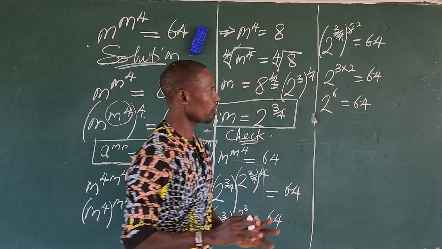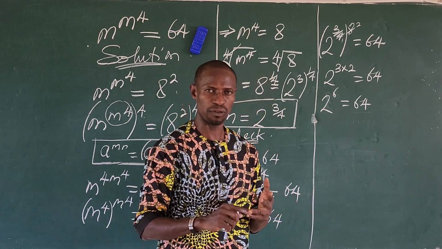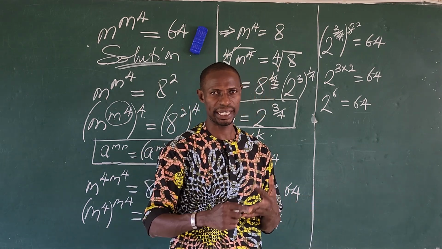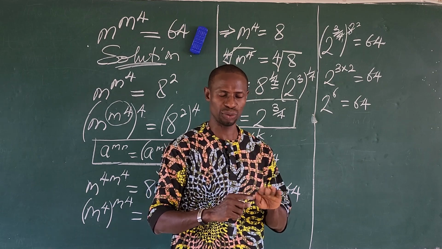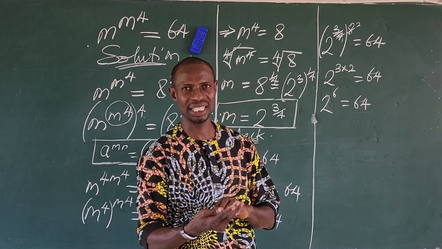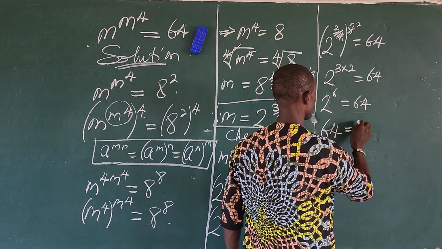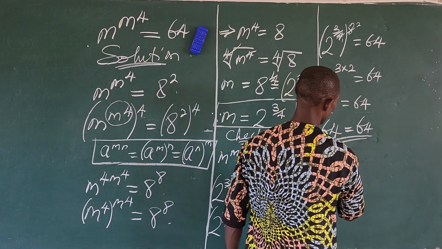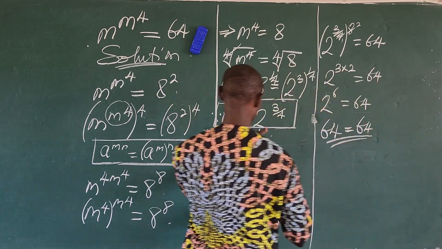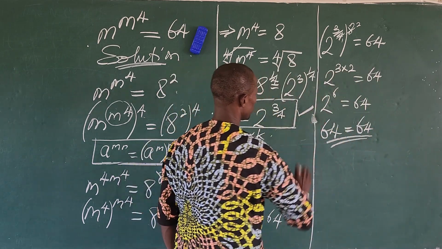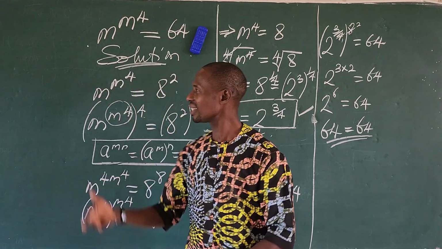Right. Now, what is 2 to the power of 6? This is 2 times 2, which is 4, times 2 will give us 8, times 2 will give us 16, times 2 will give us 32, times another 2 that will give us 64. So automatically we have here 64 is equal to 64. So this shows that the answer, which is m equal to 2 to the power of 3 all over 4, satisfied the original equation here.